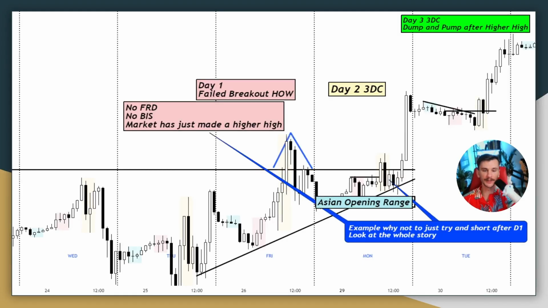This is a great day two trap from last week on gold where there was a failed breakout at the high of the current week, giving you day one, 3-day cycle. Now I'm going to take note of a couple of things. Number one, there was no lower low put in place. So we already have discounted that fact, right? There was no first red day.